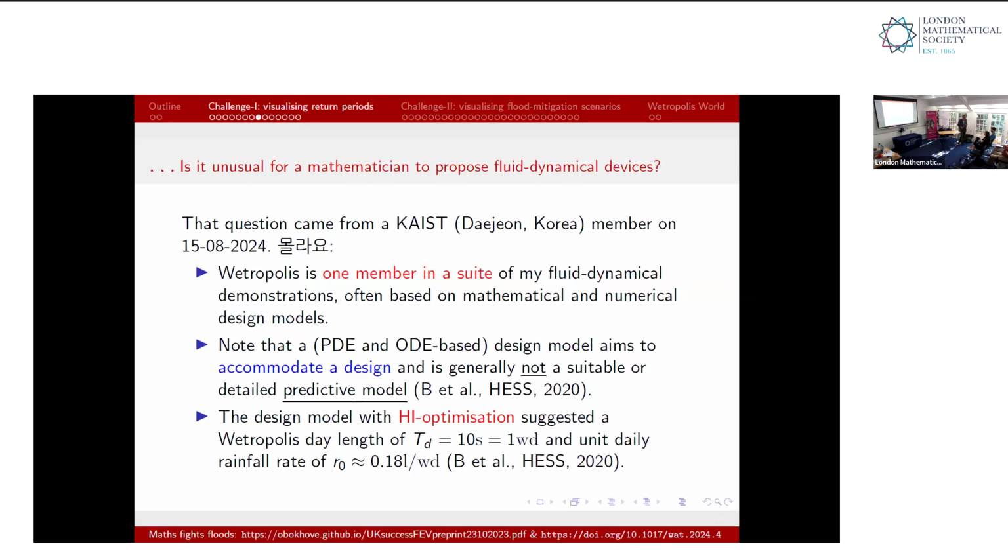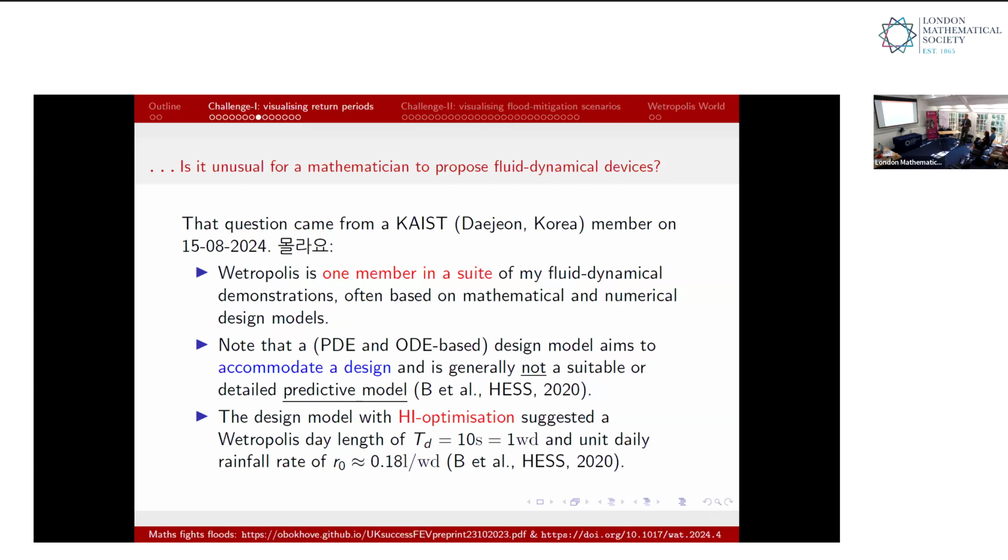Now, I did not solve the Navier-Stokes equations for this. One should, to be really precise, right? But it's important to realize that for a design model, if you're interested in making a fluid dynamical design, you don't need that precision. And you actually shouldn't do it because you waste your time. So a design model, I think it's important to stress, is not a suitable or detailed predictive model. I just want to stress that. Quick and dirty, as long as you get what you want. That's the message. Because otherwise you get hung up.